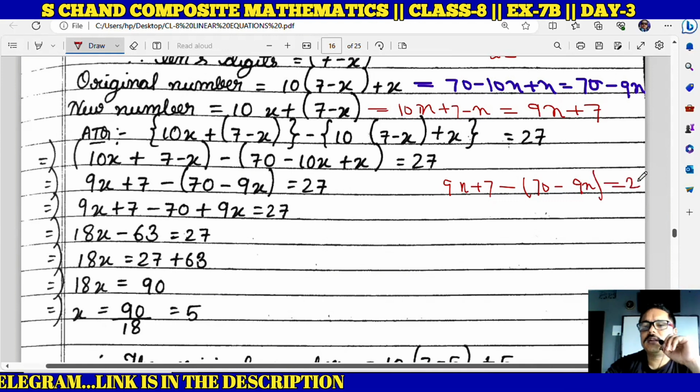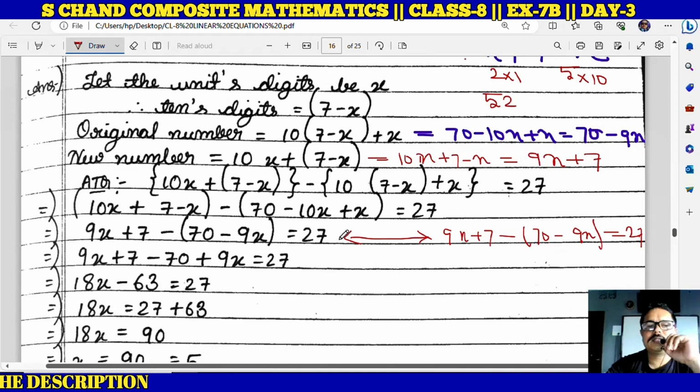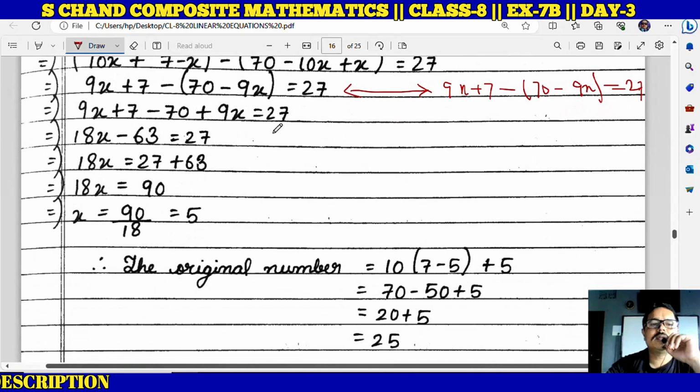equal to 27. Or the way it is done here, you can do in this way also, no problem. 10x plus 7 minus x, though it is not simplified here, you can see this step and this step are matching. You see here, 9x plus 7 minus (70 minus 9x) is equal to 27. If you simplify this here only, then directly you can start from this step, otherwise you have to do like this. So now simplify: 9x plus 7 minus 70 plus 9x is equal to 27.